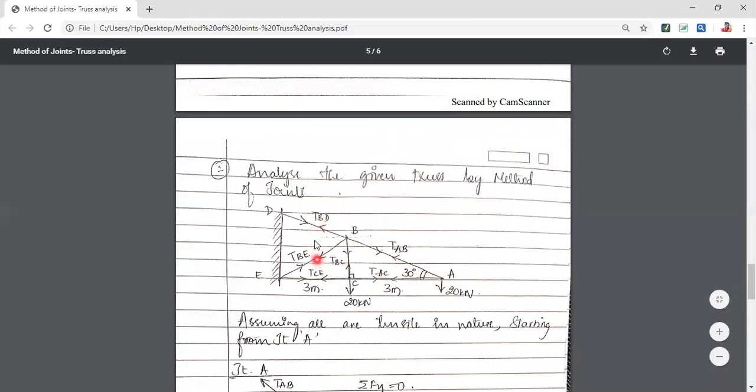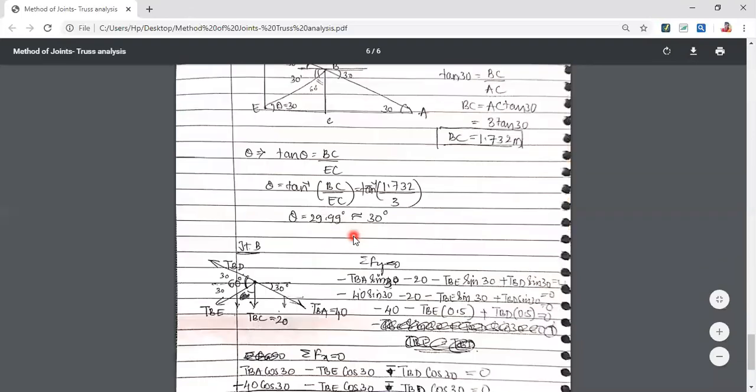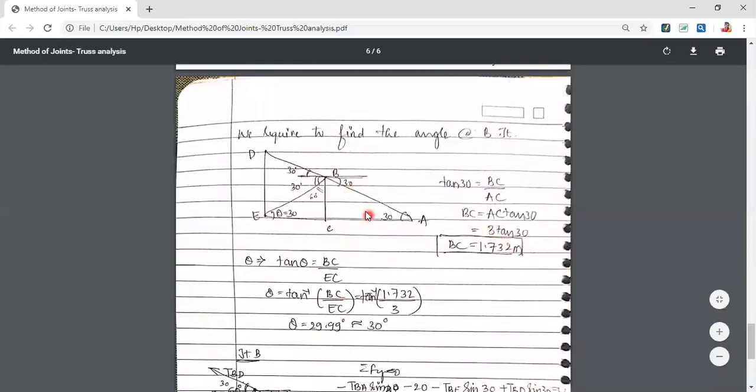Then I took this joint and this joint, and I found all these members. Now remaining are these two, that is BD and BE, for which I have to take joint B. Okay, so observe when I draw joint B, this is joint B, this is the truss. I need to find these two now. To find these two, I need to know the angle between them.